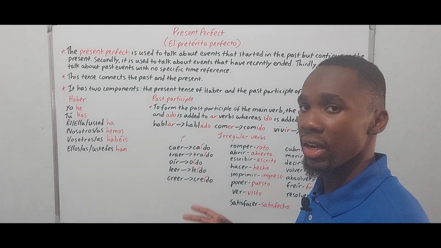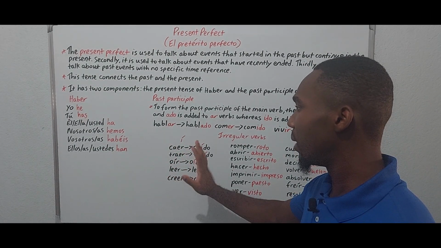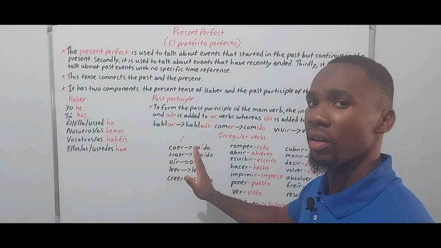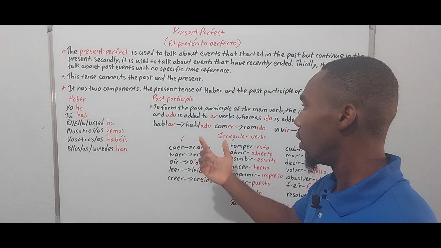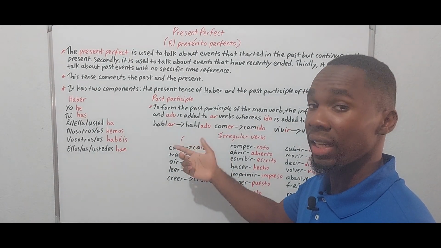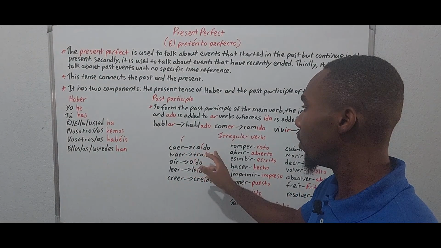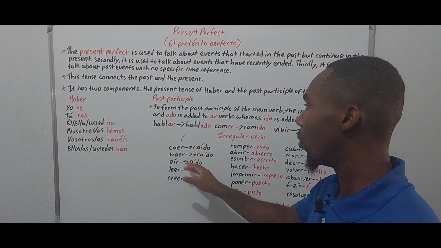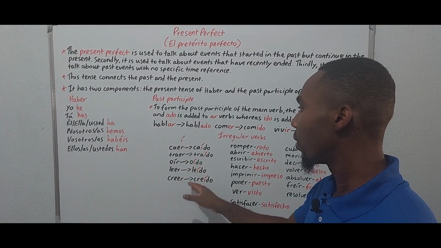Now, let's look at irregular verbs. These are put together because they have a similar form. They all include the letter E with the tilde. So, caer, caído, traer, traído, oír, oído, leer, leído, creer, creído.